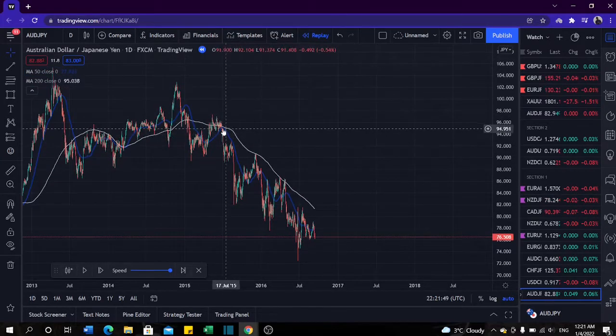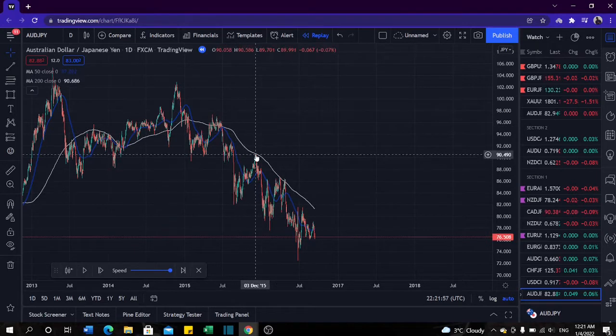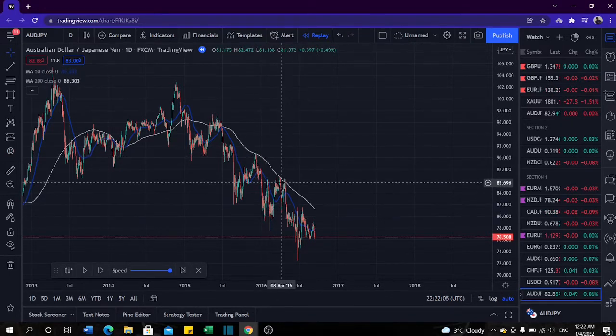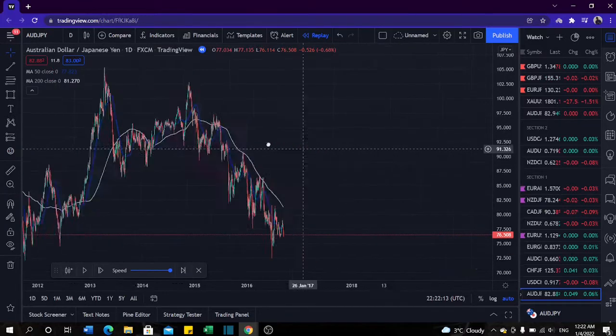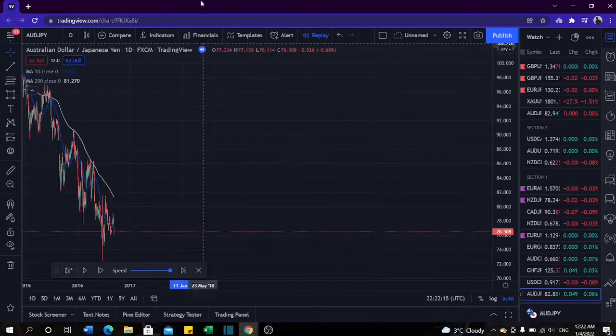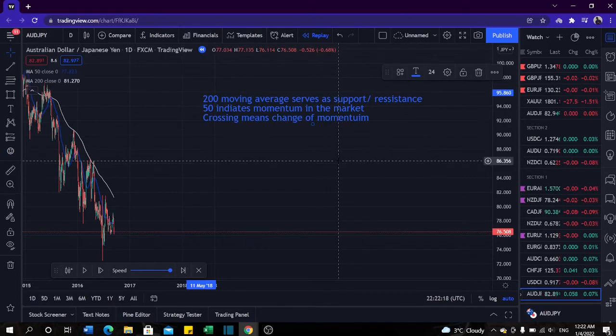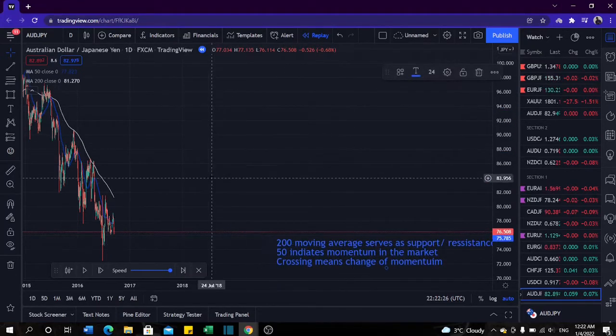So according to this, the 200 moving average is a white line, right? The price is trying to come above it, but remember, right now it's playing as resistance. It tries to tap it, goes below. Tries to tap it, goes below. Now the 50 is just moving with the momentum of the market. And as we've written in the past, the 200 moving average can serve as support or resistance. The 50 indicates the momentum in the market. And when they cross, it shows a change of momentum in the market, right?